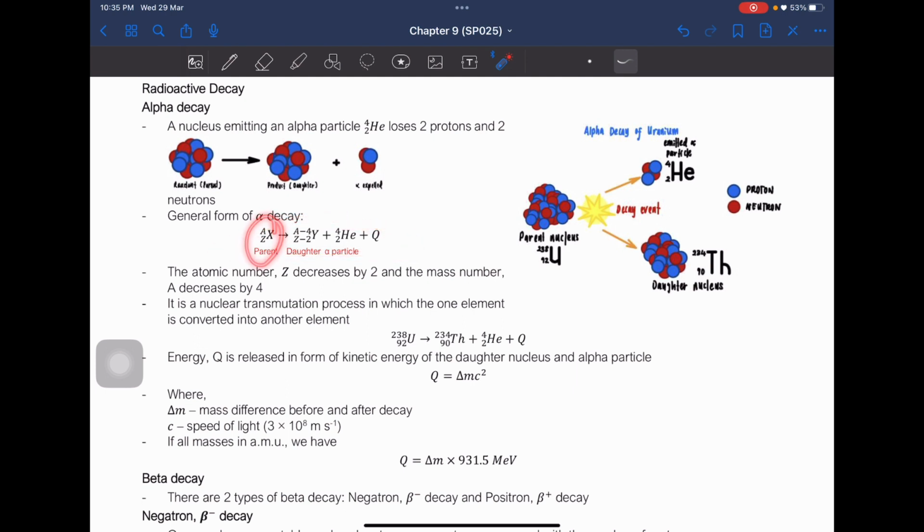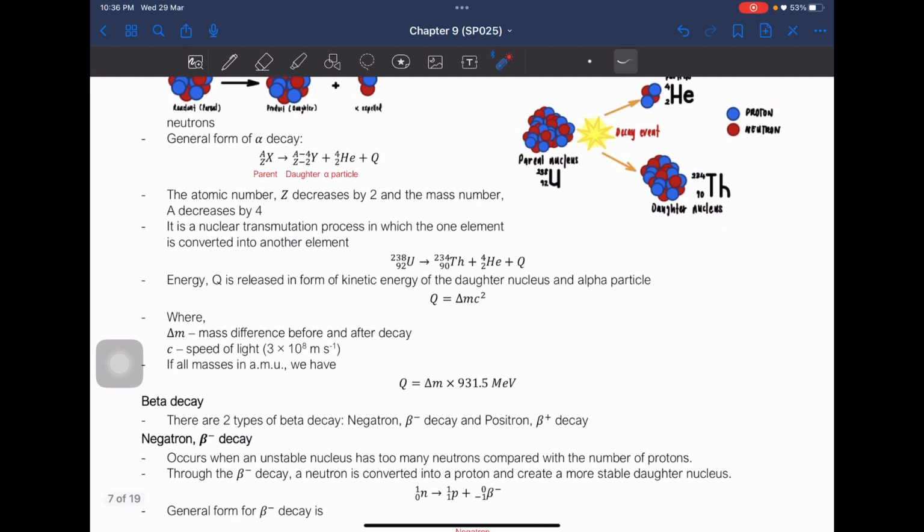This is the parent, this is the daughter, and this is the alpha particle. Here, this is the parent nucleus, uranium, and after the decay event it becomes the daughter nucleus, thorium, and this is the emitted alpha particle. It is a nuclear transmutation process in which one element is converted into another element.